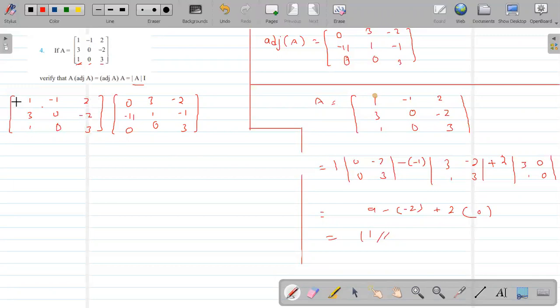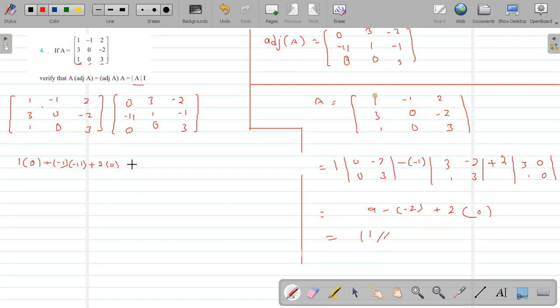Till here. So how are you going to find the matrix multiplication? It's very simple. So 1 multiply by, look at it very carefully. So 1 multiply by 0. So I'm writing each and every step in detail. 1 multiply by 0. The middle sign will be plus. -1 multiply by -11. The middle sign will be plus. 2 multiply by 0.